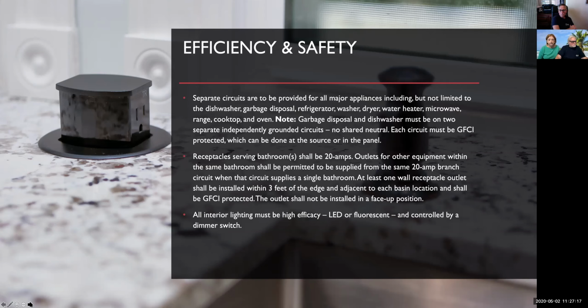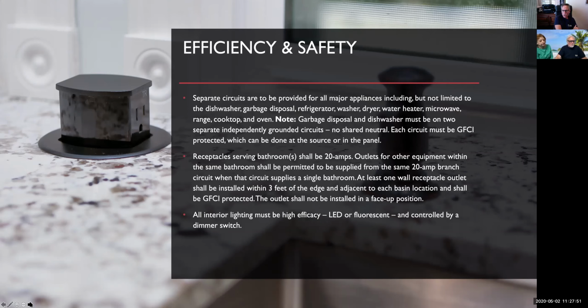So each circuit must be GFCI protected, which can be done at the source or in the electrical panel. When it comes to bathrooms, you need a 20 amp circuit now so that the hairdryer and the curling iron don't pop the breaker and end up in a short or fire. Outlets for other equipment within the same bathroom shall be permitted to be supplied from the same 20 amp branch circuit when that circuit supplies a single bathroom.